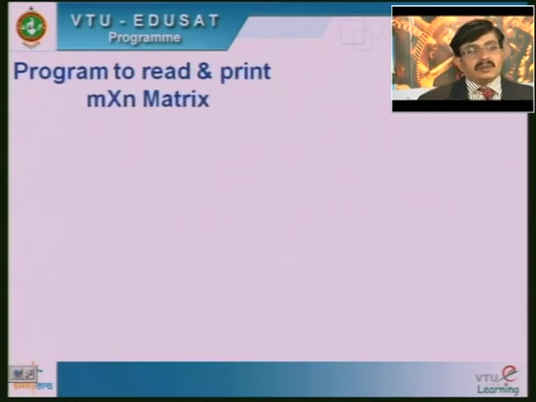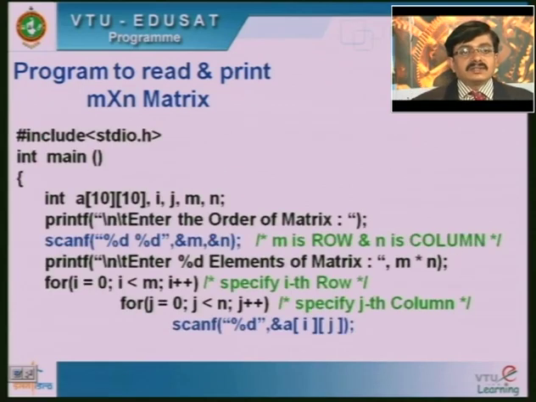Now for the program to read and print the matrix, we must declare m and n, the order of the matrix, so 2 variables need to be declared, one 2-dimensional array has to be declared, and for the loop iterators, i and j have to be declared. So this is the program, wherein we have done the declarations and we are reading the order of the matrix, m and n values, where m specifies the row and n specifies the column here.